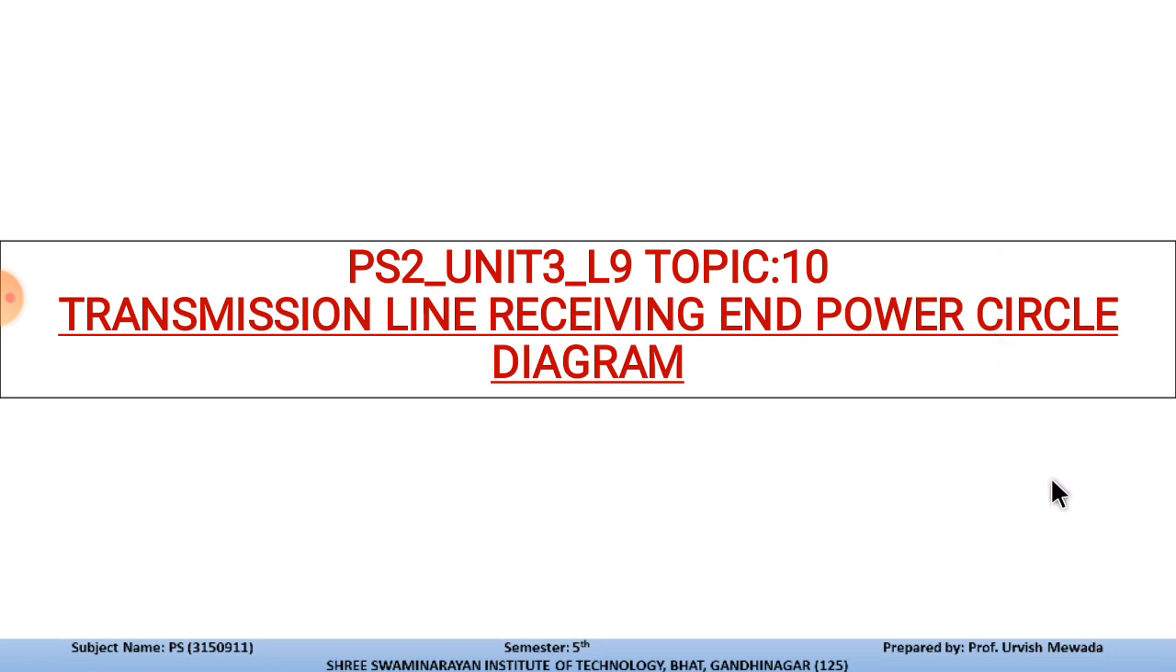In the last lecture we discussed the power flow through the transmission line and the Ferranti effect. So today we are going to discuss the transmission line receiving end power circle diagram. So basically, what is a power circle diagram?